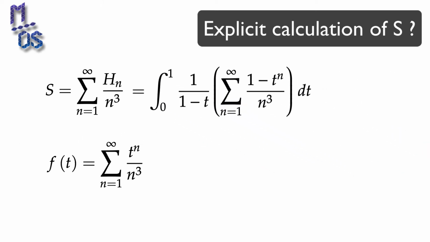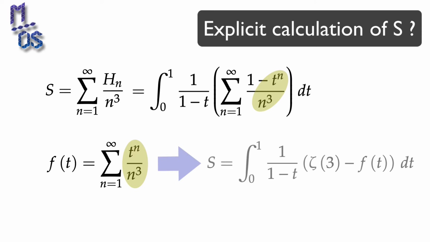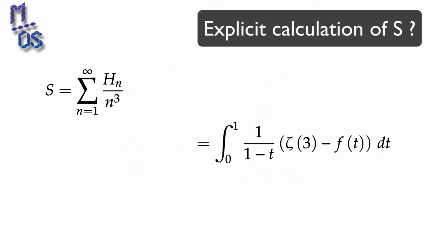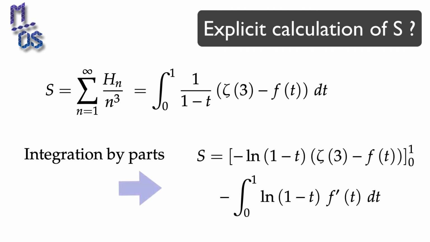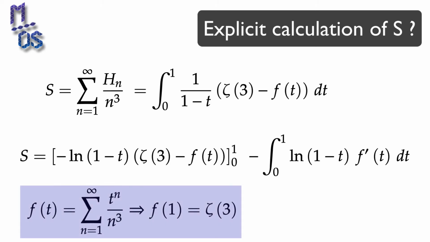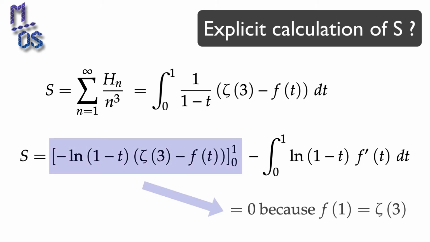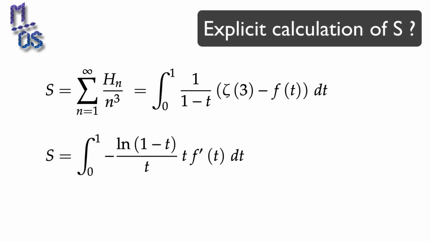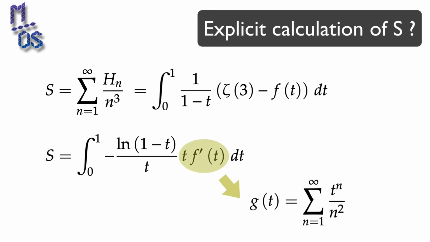Introducing the function f defined for t between 0 and 1 by the series from n equals 1 to infinity of t to the n over n cubed, we may rewrite S as follows. Then, an integration by parts leads to this new expression. On the one hand, since f of 1 equals zeta of 3, the expression in square brackets is 0. And on the other hand, it's better to rewrite the last integral in terms of g of t, which is defined by the series from n equals 1 to infinity of t to the n over n squared.